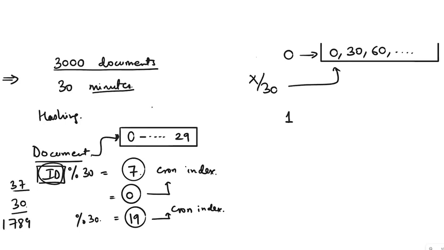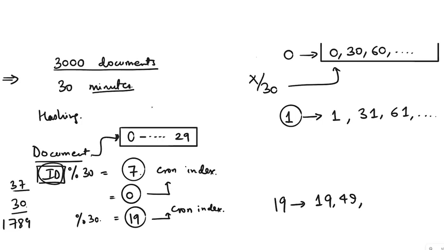We have taken our total number of documents and divided it by 30. Similarly, at t equal to 1, which is the first minute, we look at all documents having the same cron index, 1, 31, 61, and so on. In this way, cron index 19 will also have jobs of 19, 49, 79, 1789 will also come somewhere, and then it keeps going. It depends on the total number of documents that you have.